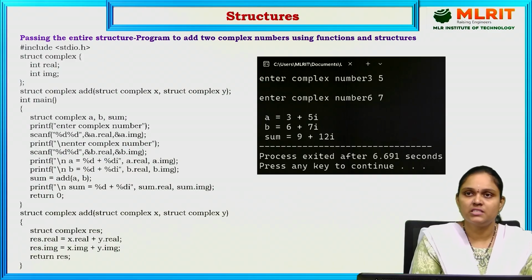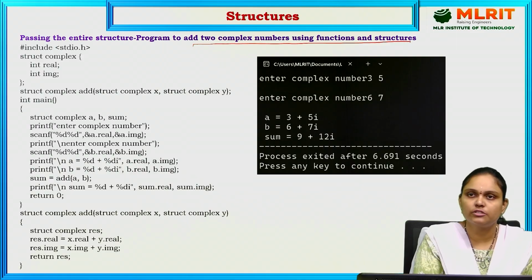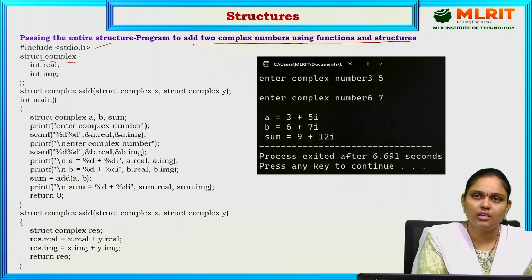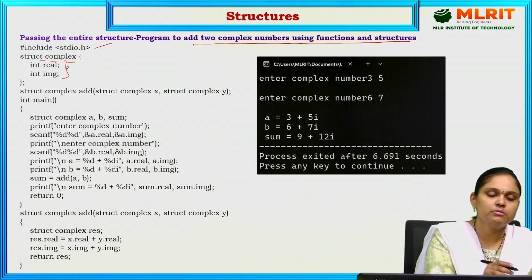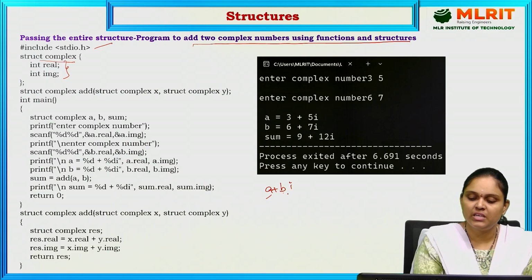And one more example, passing the entire structure. A program to add two complex numbers using structures and functions. So we need to add two complex numbers. Those two complex numbers we are placing inside the structures, and that structure we are passing to the function. Here this is a header file and this is the struct complex. Complex is my name of the structure. Struct is a keyword. Here we are using two members, that is real and imaginary. For a complex number, we have a real part and an imaginary part. The complex number will be in the form of A plus Bi. So A is the real part and B is the imaginary part.